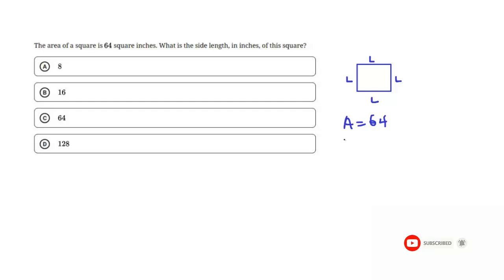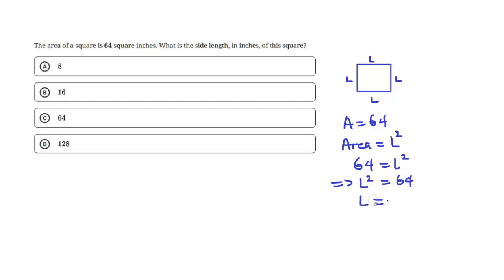And of course, you should remember that the area of a square is equal to what? L squared. Some people use S anyway. So which implies that we can say that 64 is equal to what? L squared. So this can be written that L squared is equal to 64. Then L will now give us what? The square root of 64. There should be plus or minus here.